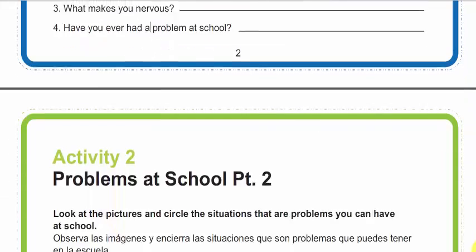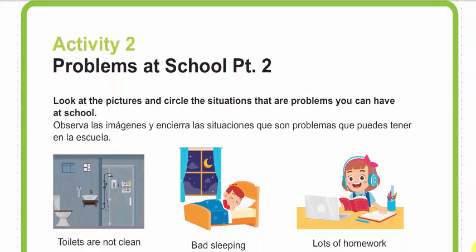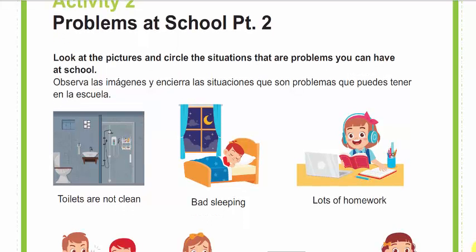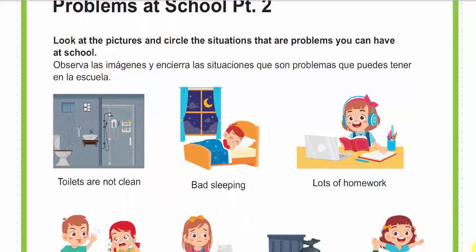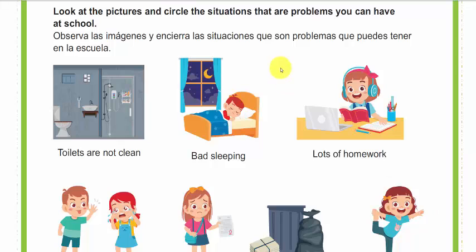So let's continue with the next activity, activity number 2, problems at school part 2. Continuamos con la actividad número 2, problemas en la escuela parte 2. Look at the pictures and circle the situations that are problems you can have at school. You are going to circle the situations that could be a problem at school. Van a circular las situaciones que pudieran ser un problema en la escuela.